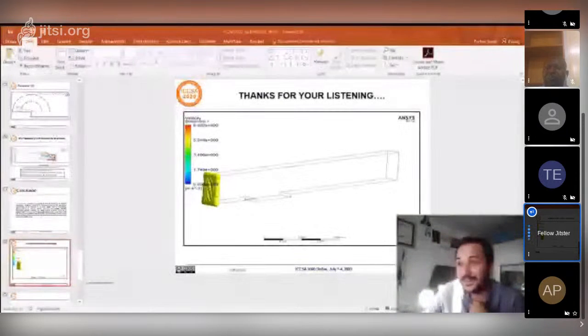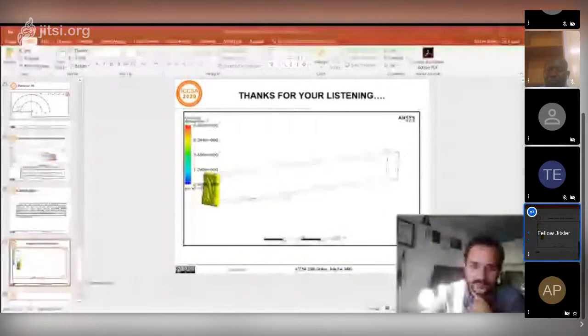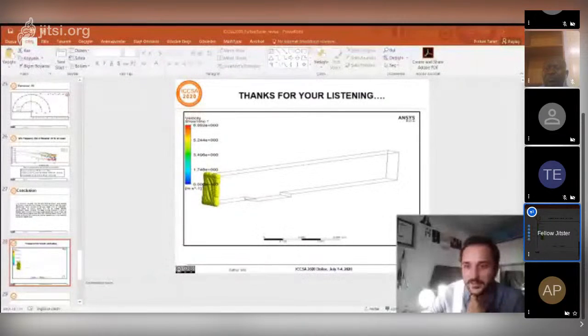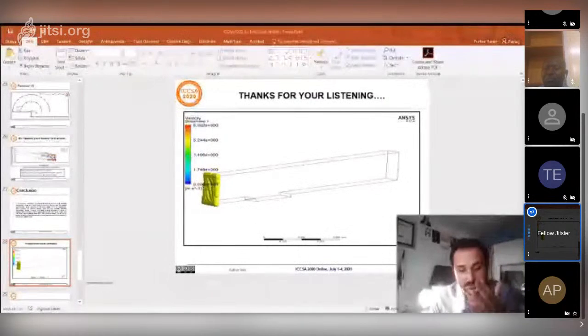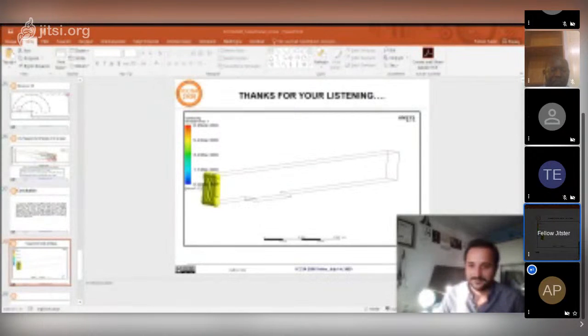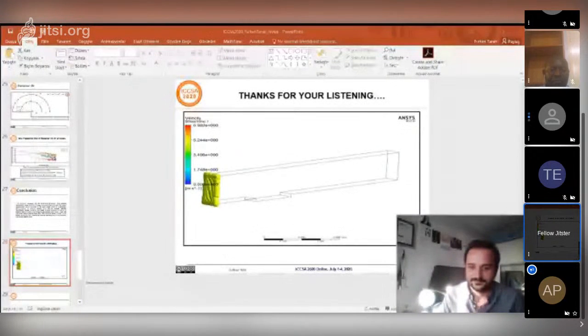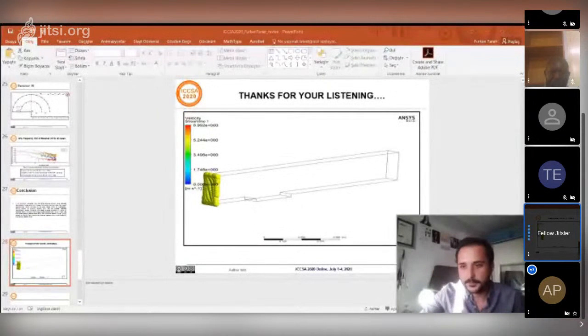COVID affected all of us, so working remotely and presenting something remotely is really tough. And all of us didn't have the same or similar connections. No problem, no problem. Everything was okay at the end. Let's continue with the next presentation.